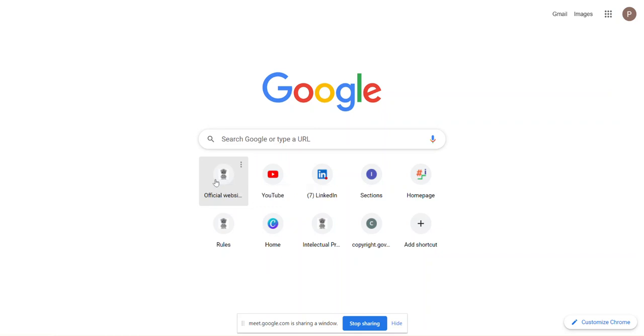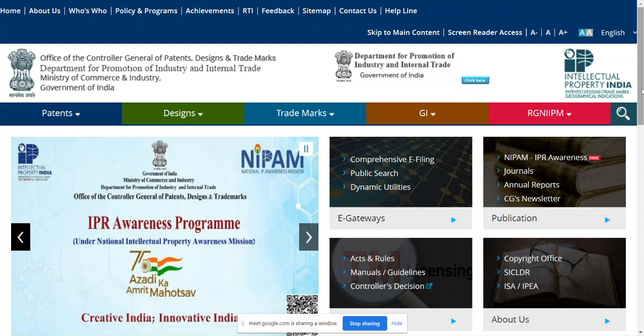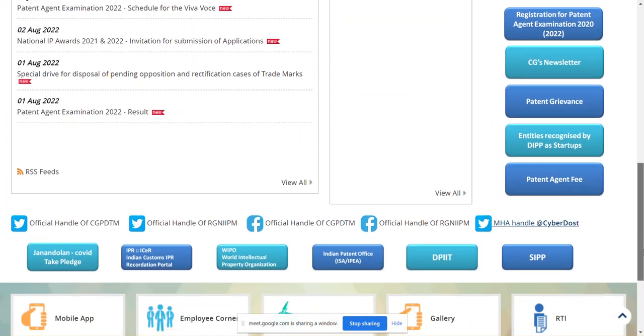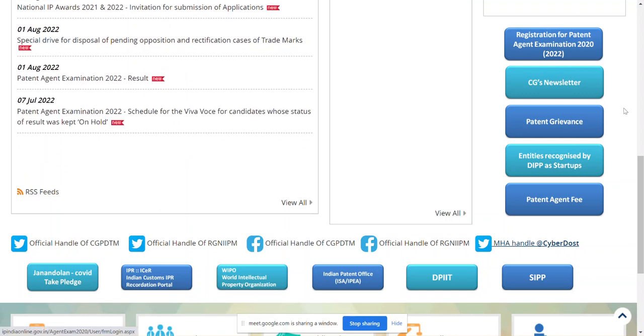Yes, ma'am. So in the IPO portal, we have to become friendly with this portal, because from now onwards you have to deal with this portal only. This is ipindia.gov.in, and here is the portal. From here you all have done registration for your examination, right? Now the second one is the patent agent fees.